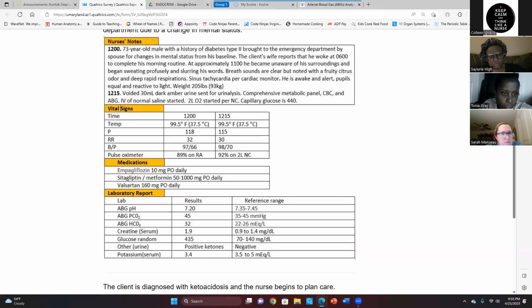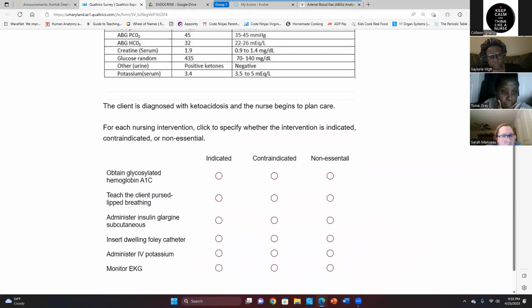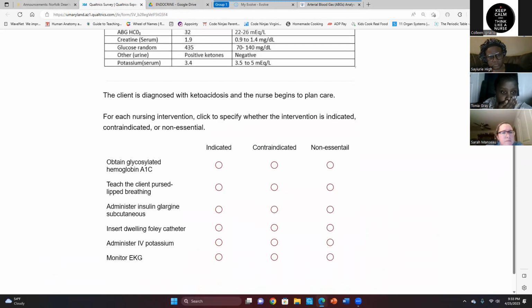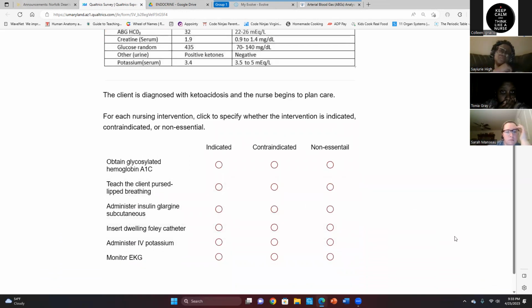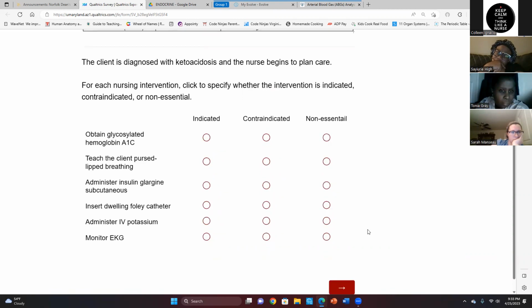Okay, so question 4, let's see. The nurse's notes are the same, the vital signs are the same, the meds are the same, the lab reports the same, right? So the client is diagnosed with ketoacidosis and the nurse begins to plan care. For each nursing intervention, click to specify whether the intervention is indicated, contraindicated, or non-essential. Okay, so you all tell me, obtain A1C: is that indicated, contraindicated, or non-essential at this time?